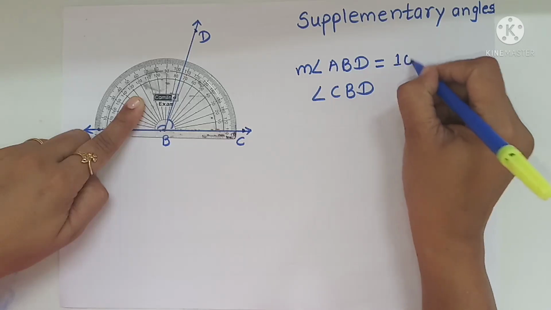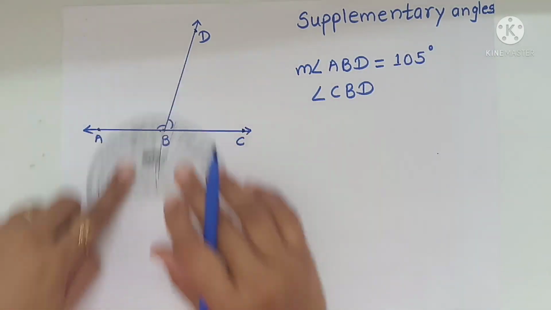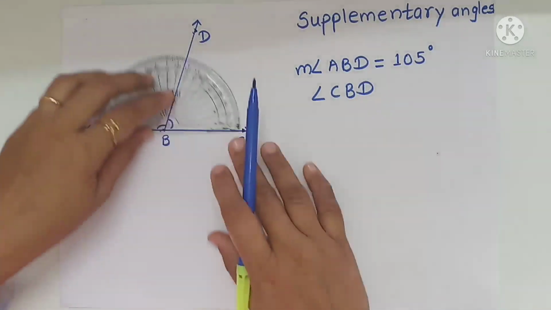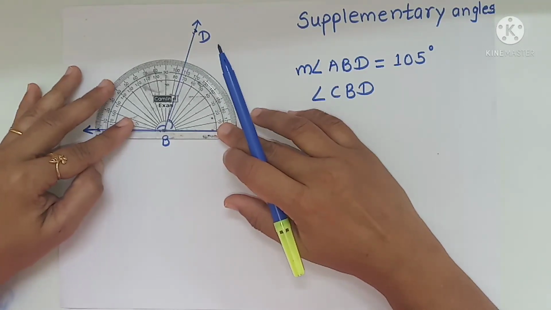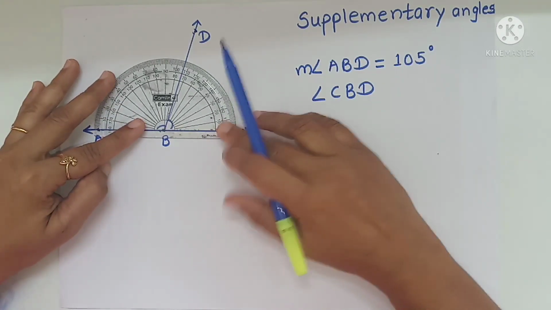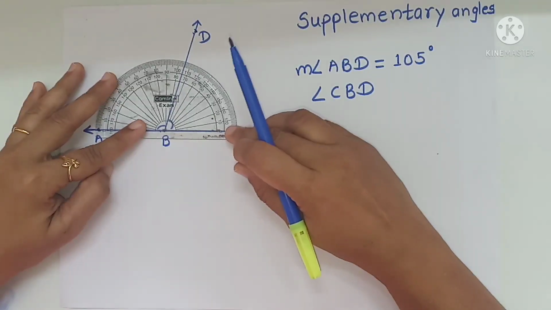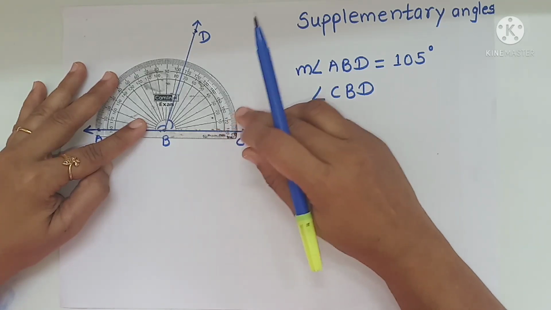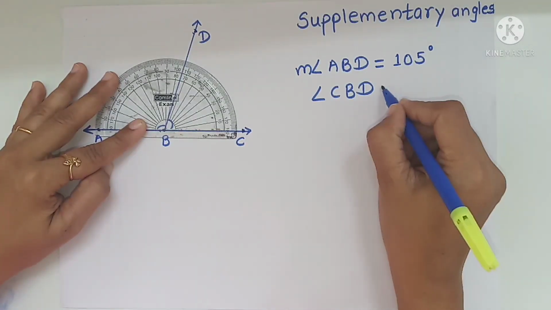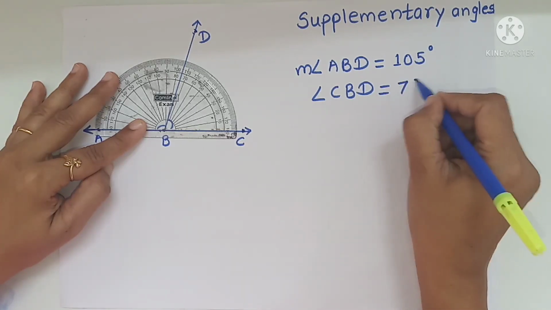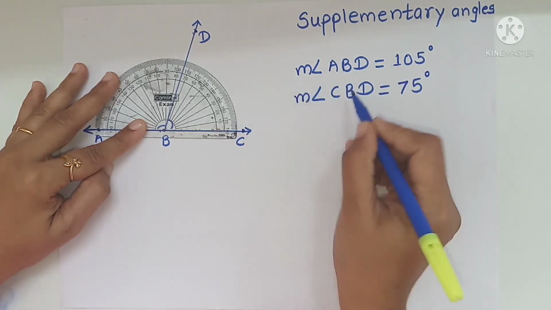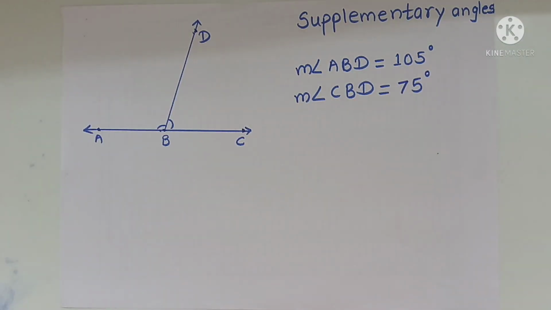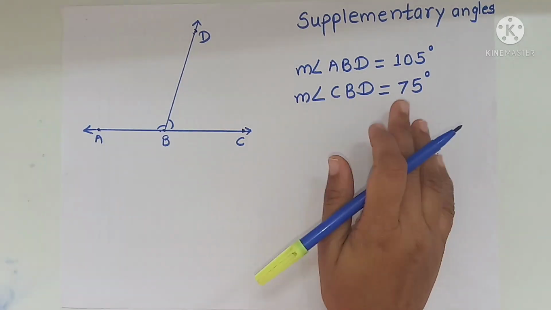105 degree. Then we have to measure angle DBC. Right hand side line, so we have to consider inner measurement of the protractor. Now this angle is 75 degree. Measurement of angle CBD is 75 degree. We get measurement of both the angles.